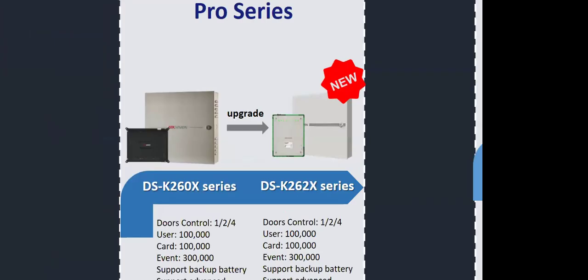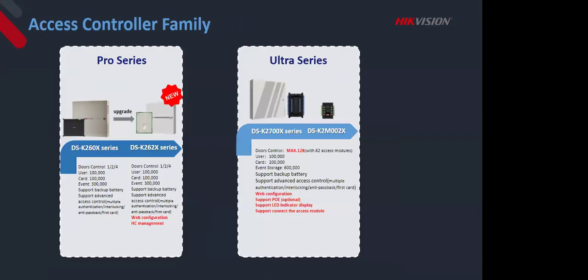So this gives us the capability of obviously having a more sleek design. But at the same time, we decided that, you know what, let's upgrade it a little bit more. So we've upgraded to the K26-2 series. Again, the X is for one door, two door, or four door. The same happens here. The X is for one door, two door, or four door. This gives us the capability of web configuration directly on the device, so you don't actually need software for it.